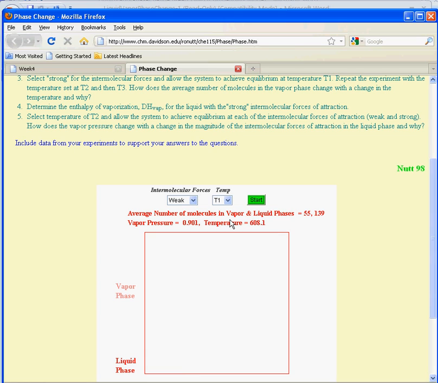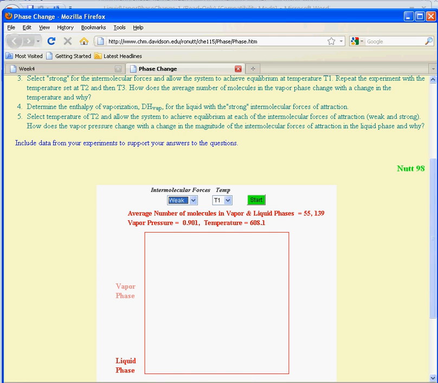Now, when you do this activity, make sure you do all 6 experiments, 3 temperatures for 2 different intermolecular forces, all at one sitting. If I restarted this again, I'm going to get different results, and the results aren't going to be consistent with what I would expect. So make sure you do all 6 runs in one sitting.